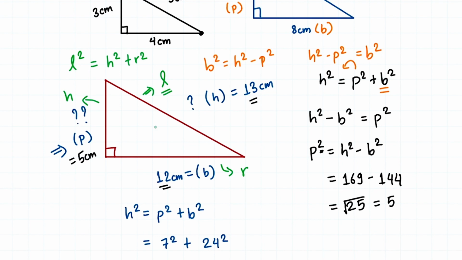These letters h, p, and b are just symbols. The actual Pythagoras theorem is that the square of the longest side of the triangle is equal to the sum of the squares of this side and that side. The letters can always change, but the theorem is that the square of the longest side is always equal to the sum of the squares of the other two sides. And that's our Pythagoras theorem.